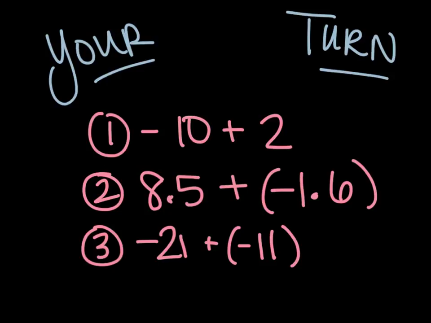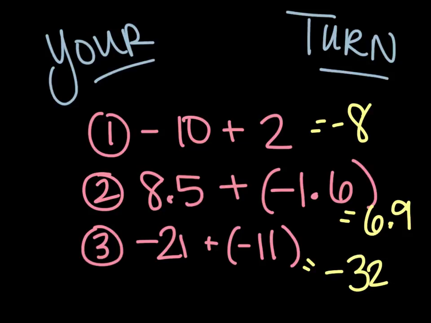Alright, answers to this one. Number 1, -8. Number 2, 6.9. That maybe was a little bit tricky math. And then -32 is the last one. If you got these wrong, circle it, star it, sticky note, whatever. However you're going to indicate that. If you got them right, it wouldn't hurt to indicate that you got them right either.